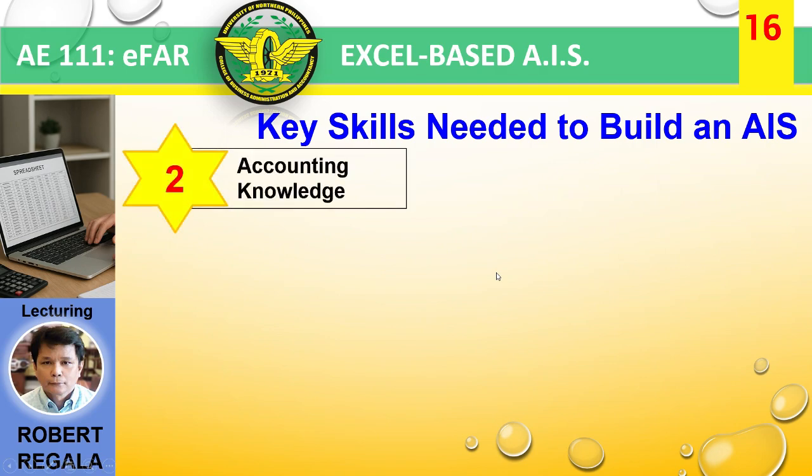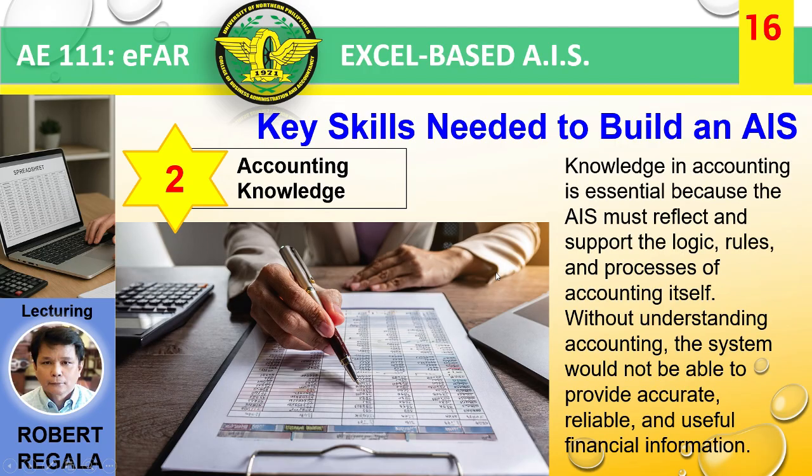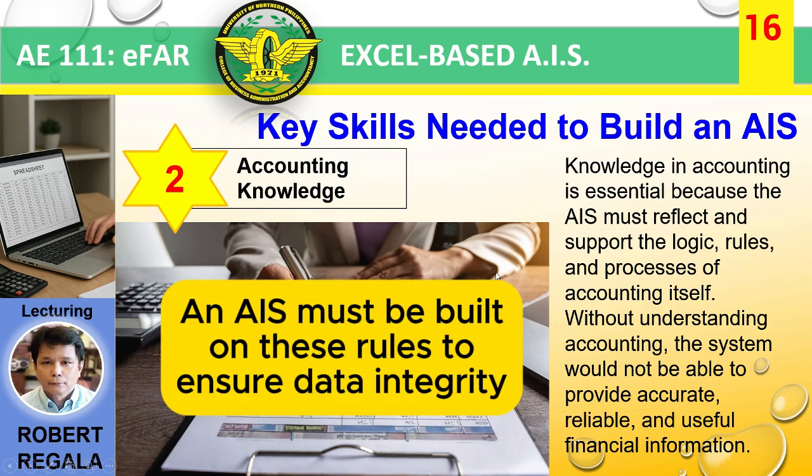2. Accounting knowledge. Knowledge in accounting is essential in designing and creating an AIS because the system must reflect and support the logic, rules, and processes of accounting itself. Without understanding accounting, the system would not be able to provide accurate, reliable, and useful financial information. Accounting provides the rules for identifying, measuring, recording, and reporting financial transactions. An AIS must be built on these rules to ensure data integrity.